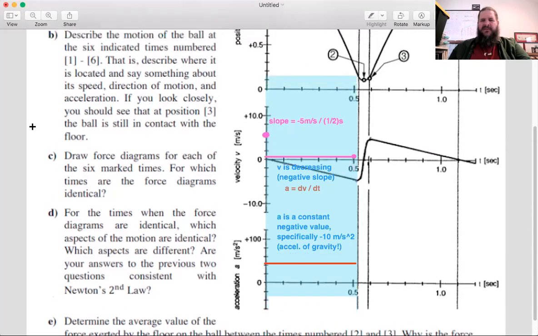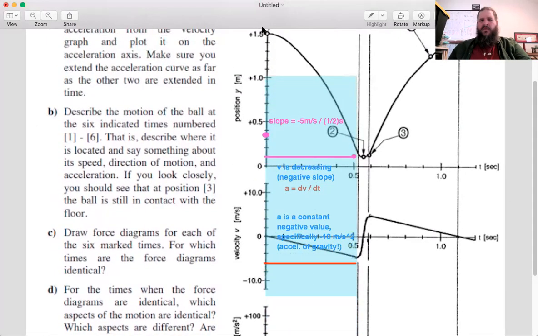And if you take a look at the position graph, what shape is the position graph during that first 0.5 seconds? What's that characteristic shape there?